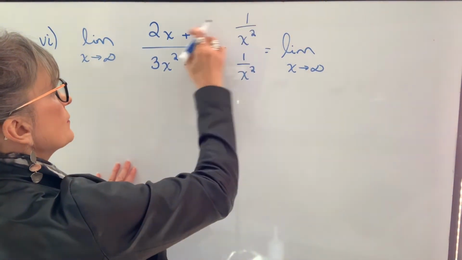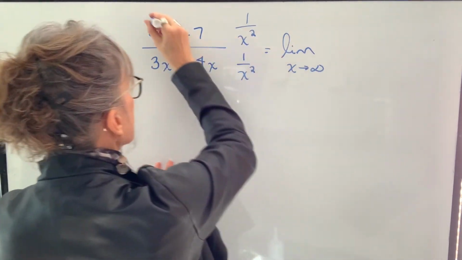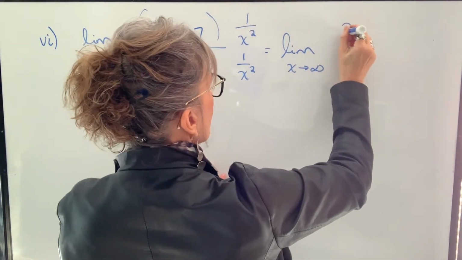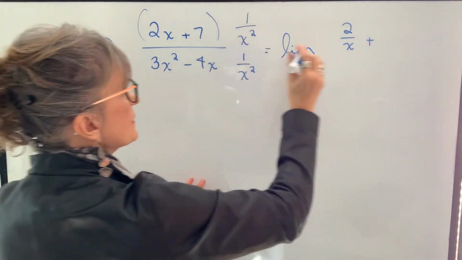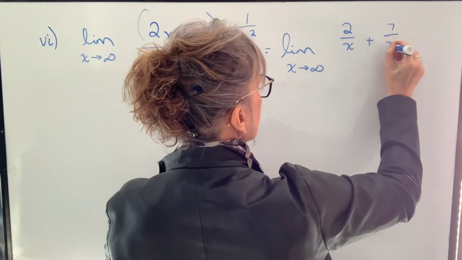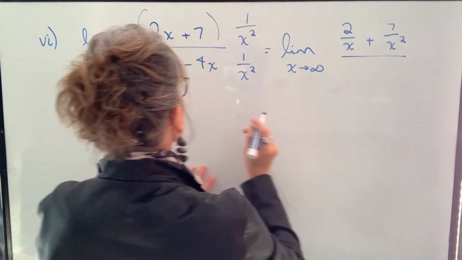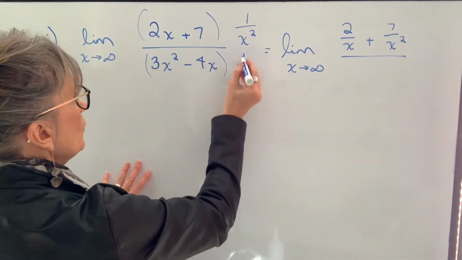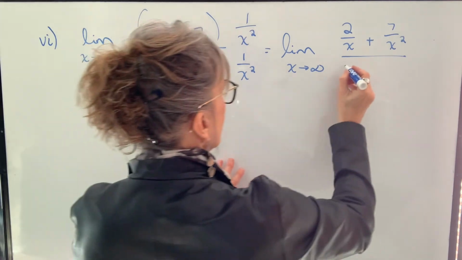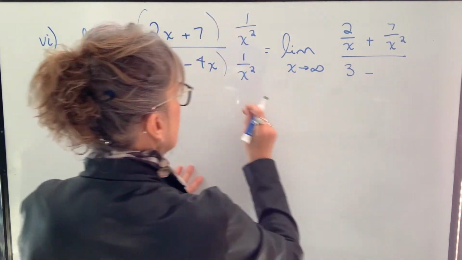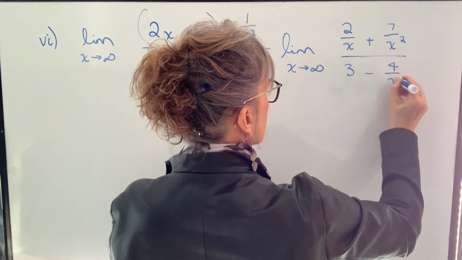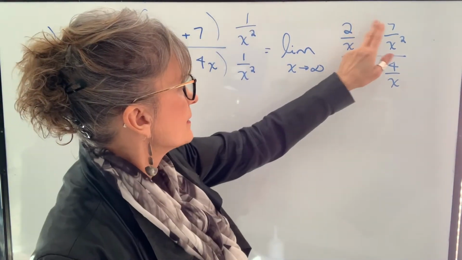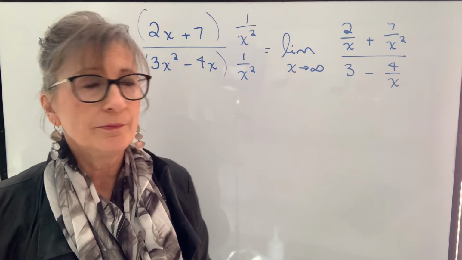So 1 over x squared times 2x will be 2 over x. 7 times 1 over x squared will be 7 over x squared. In the denominator, 1 over x squared times 3x squared will be 3. And 4x times 1 over x squared will be 4 over x. So I don't have x's in any of my numerators, which was the goal.